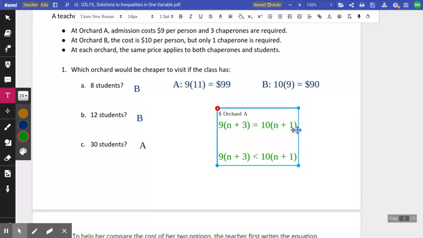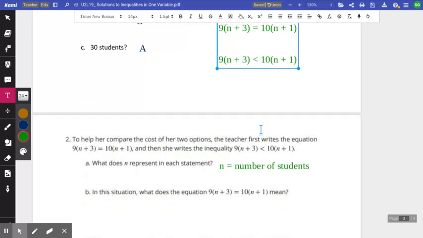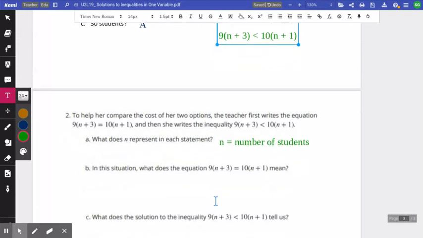Similarly, this right side here is describing the cost of orchard B. So when you put that equal sign there, what does it represent? Well, it represents the cost of those two orchards being equal. So when it comes to this equation, if I were to solve it, it would tell me the number of students that would need to go to make the cost of orchard A and orchard B equal.